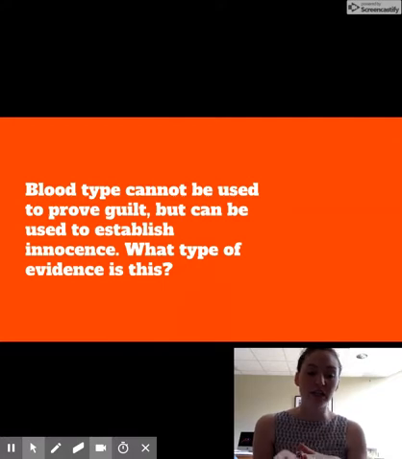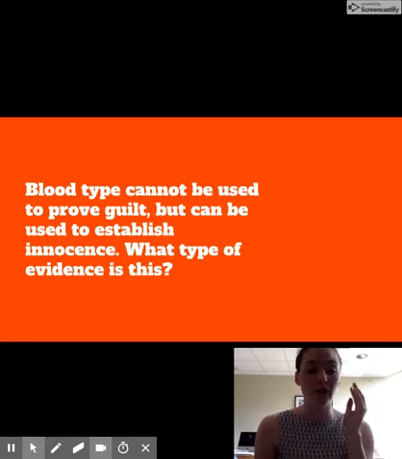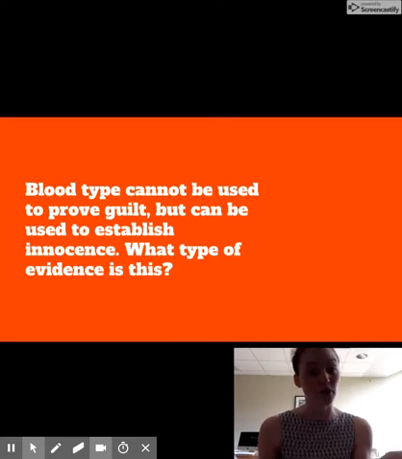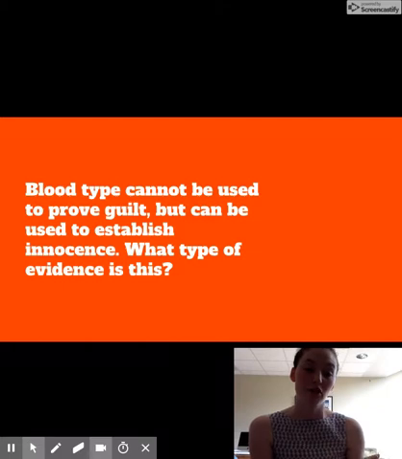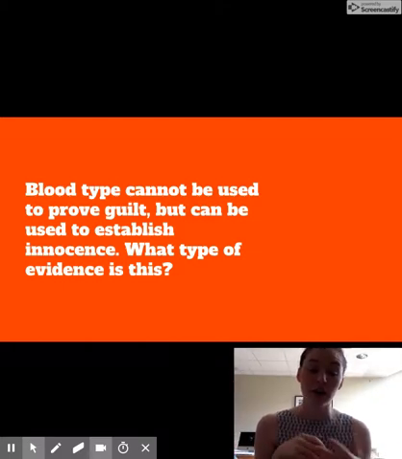Okay, so this says blood type cannot be used to prove guilt, but it can be used to establish innocence, right? So just because you found A blood at the crime scene and a suspect has A blood, that does not necessarily mean that they committed that crime, because a bunch of people can have A blood, right? However, if you found A blood at the crime scene and a suspect has type B blood, that could be used to establish their innocence in that crime.